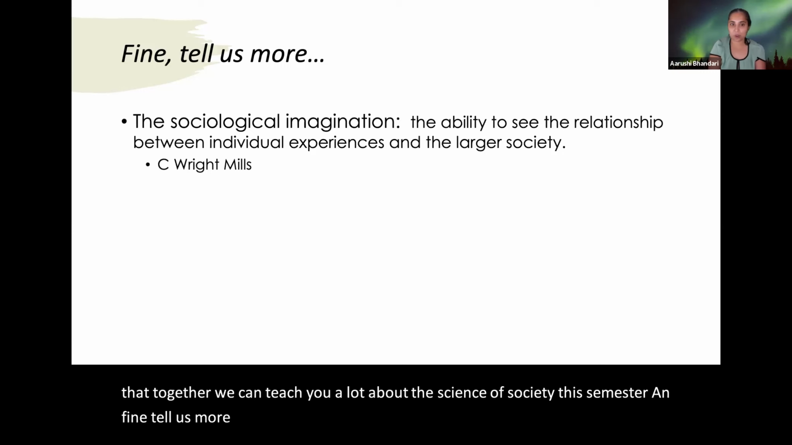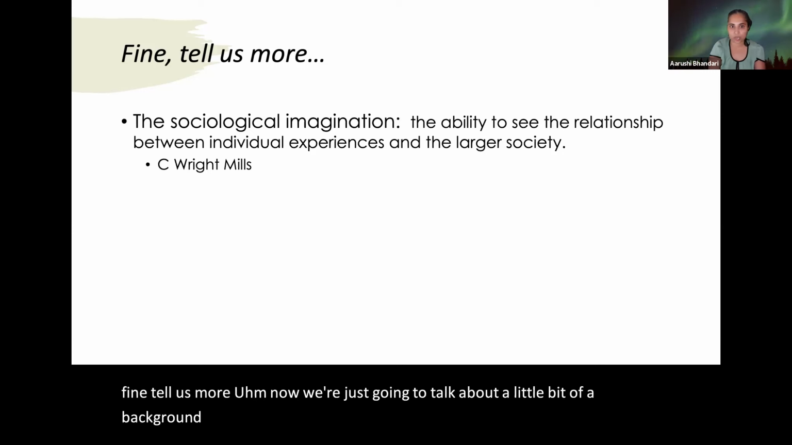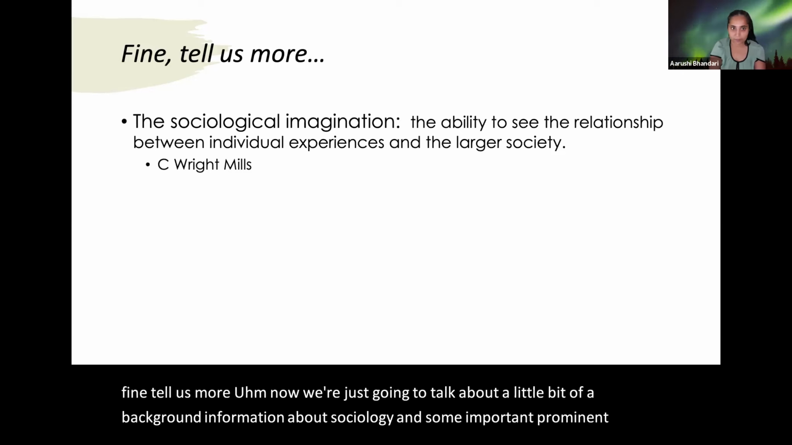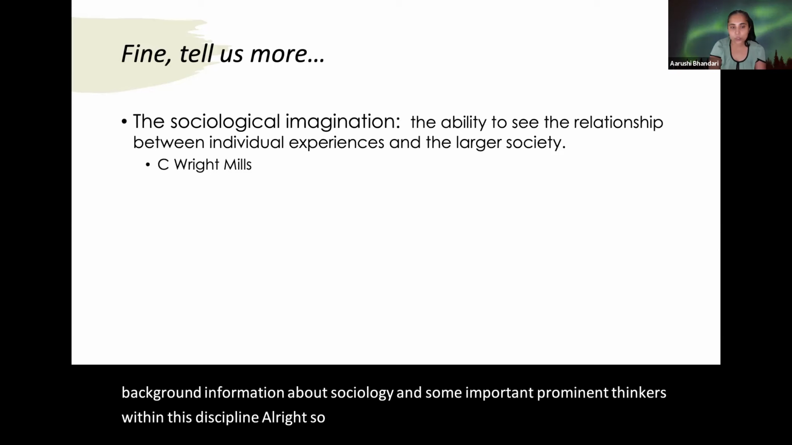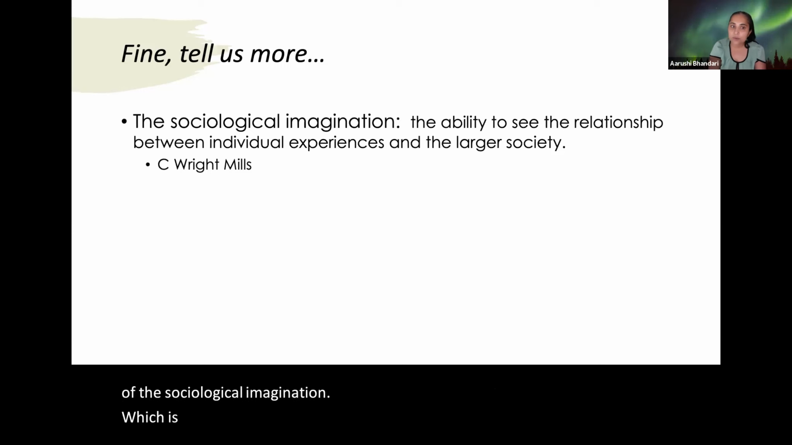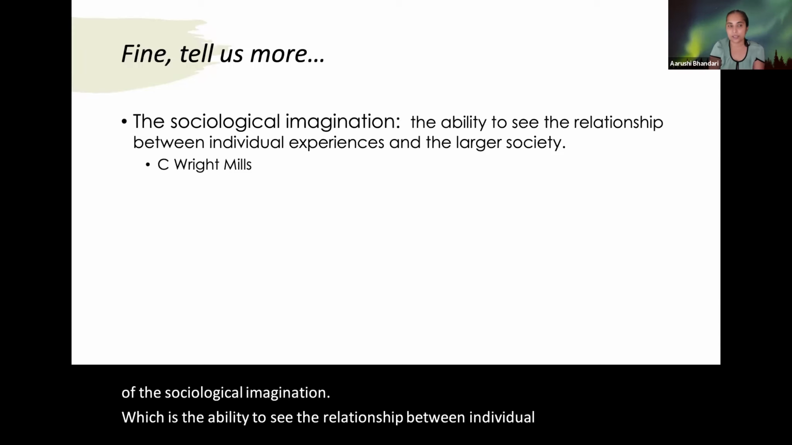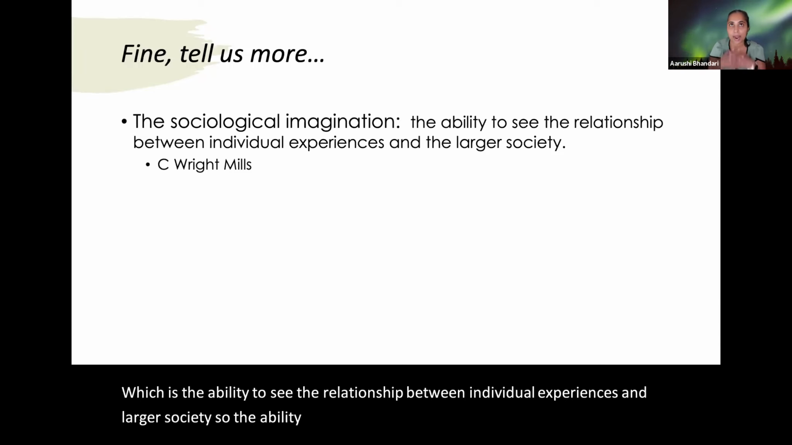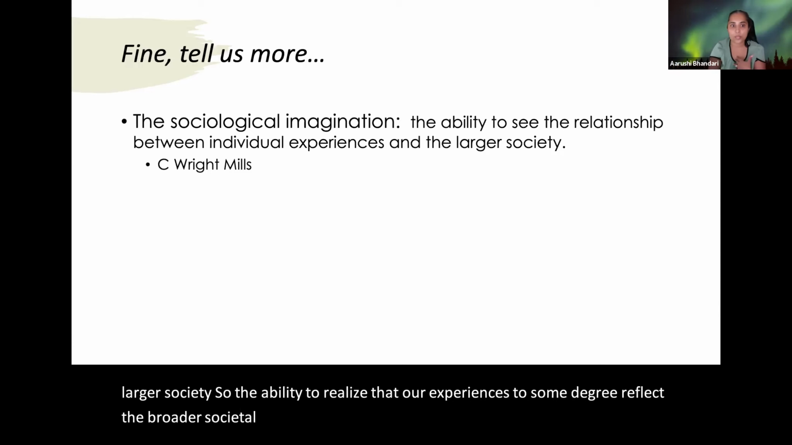Now we're just going to talk about a little bit of background information about sociology and some prominent thinkers within this discipline, all right? So first, I like to start students out with the concept of the sociological imagination, which is the ability to see the relationship between individual experiences and larger society. So the ability to realize that our experiences to some degree reflect the broader societal structure within which we operate.